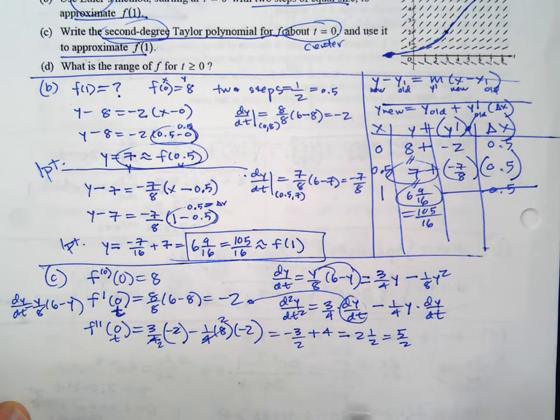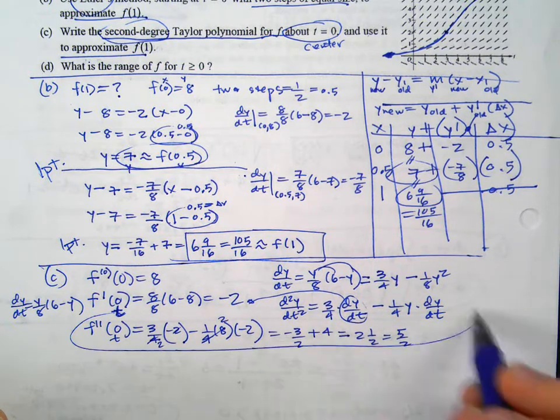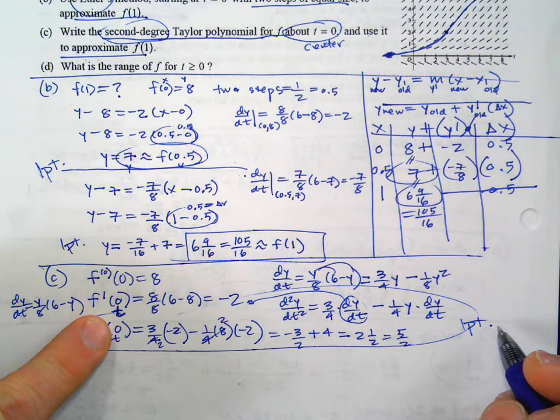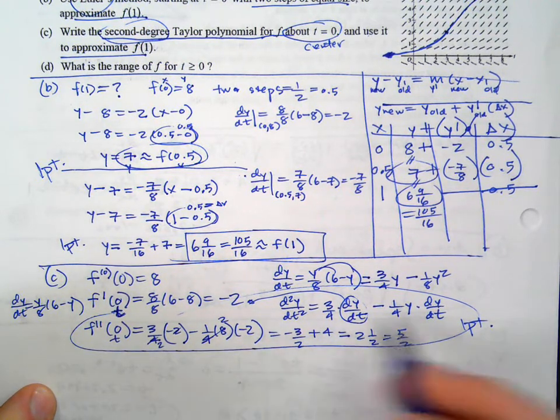You got a point for doing all the second derivative stuff because the first value was given to you. The second one we already calculated earlier, so that wasn't a big deal. So you got a point here.